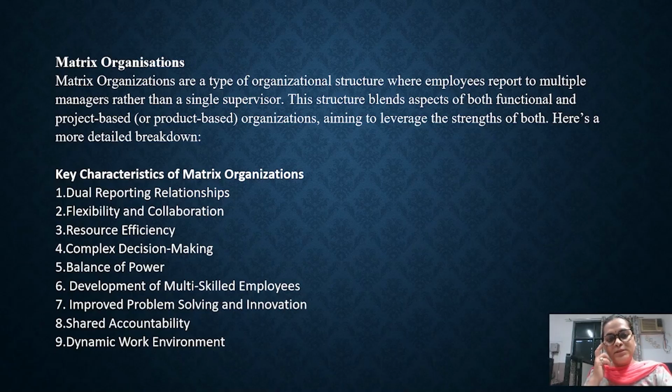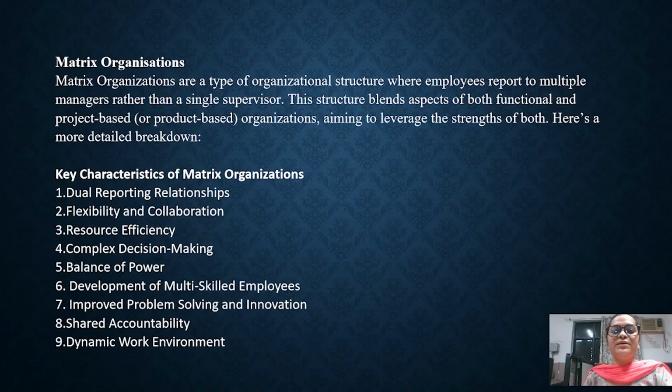Now, the next characteristic is shared accountability, which means that employees in the matrix organization are often accountable to multiple supervisors, right? So this will lead to a shared sense of responsibility. This shared accountability means that both the functional and the project managers are invested in the success of the employees as well as the project. It will help in creating a more supportive environment where employees feel encouraged to meet the expectations of both supervisors, the project manager as well as the functional manager.